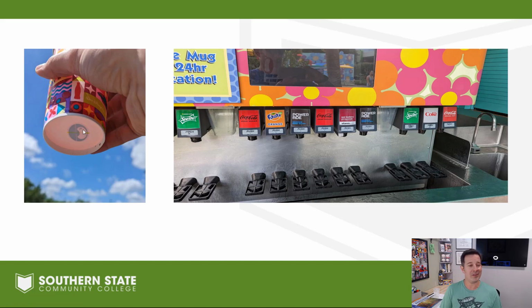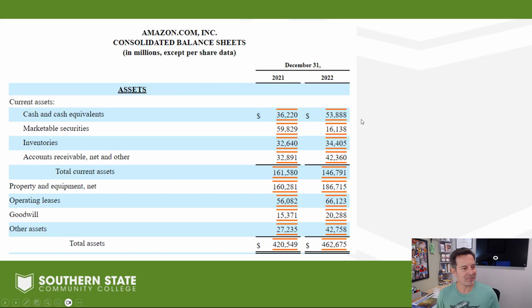And so go back to that idea of fixed assets. We're going to talk about how we depreciate that soda machine here in a second. I'm going to use Amazon as an example as well. If we look at Amazon's balance sheet, you can see they already did the math for us. They just lumped property and equipment together with the depreciation already.